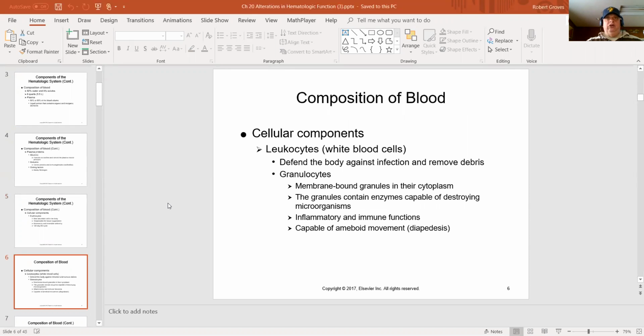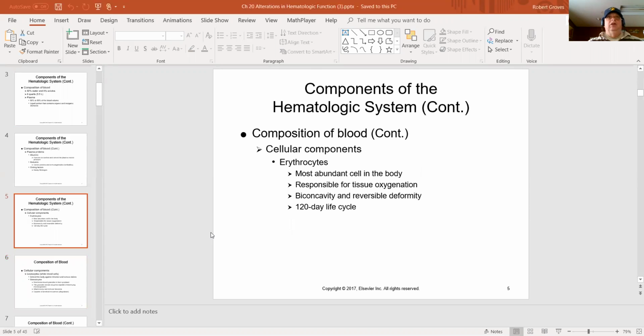There are several cellular components. Erythrocytes are red blood cells. Red blood cells are the most abundant cell within the body. Their whole function is to regulate tissue oxygenation by using hemoglobin as the gas carrier. So hemoglobin attaches to red blood cells. And red blood cells, erythrocytes, cannot undergo mitotic division. Therefore, the lifespan of a red blood cell is anywhere from 80 to 120 days.